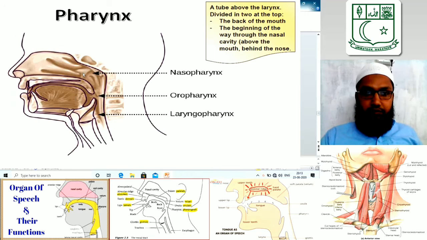This one is the nasopharynx, which means it is related to the nasal, the nose, and here this one is the oropharynx, and here you can see the laryngopharynx. It is a tube above the larynx divided in two at the top, the back of the mouth and the beginning of the way through the nasal cavity above the mouth, behind the nose.